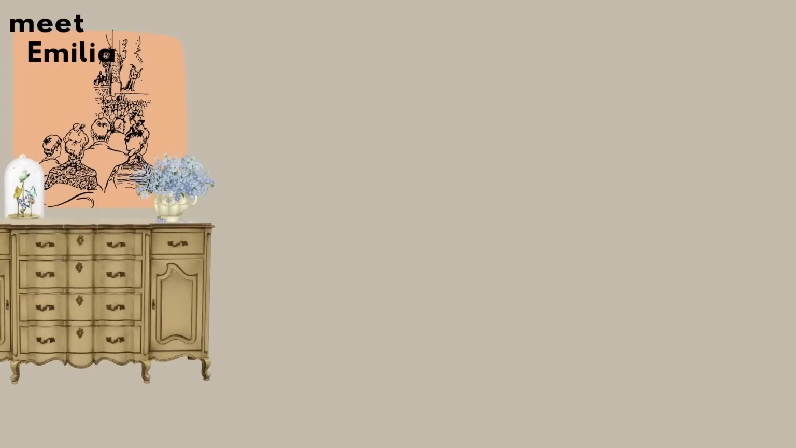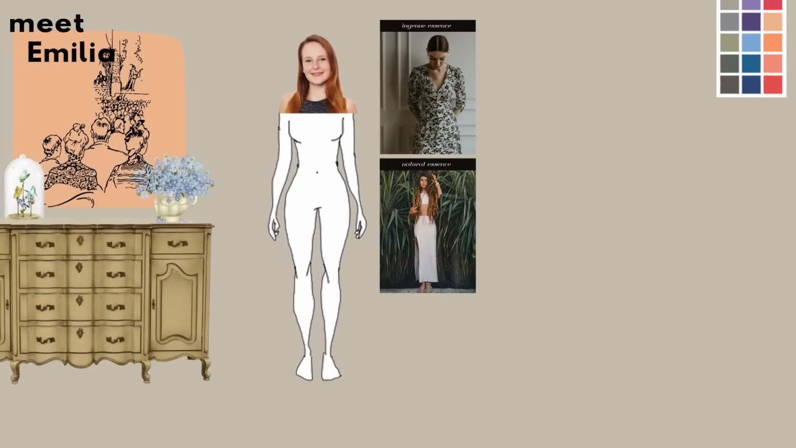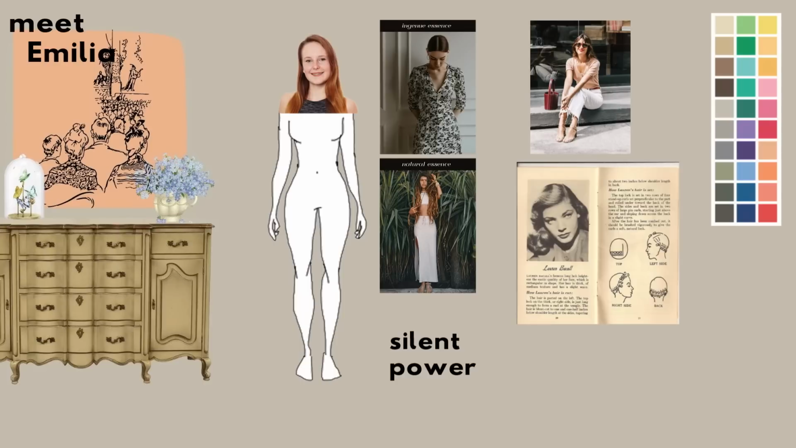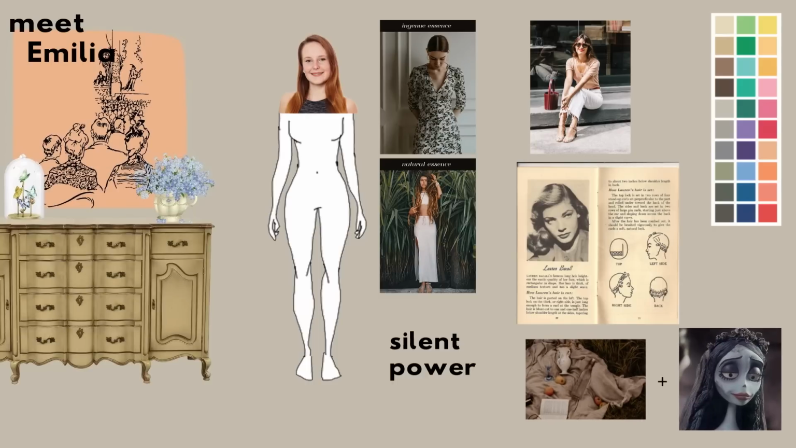Meet Emilia. She's a Kibbe soft classic with ingenue and natural essences, and a light spring color palette. She's a student majoring in the performing arts, so she has to be comfortable and have clothes that allow for movement and getting sweaty. She wants to look effortless, put together, magical, but also a bit edgy or mysterious. She wants to exude silent power. Some personal style map imagery includes Parisian timeless, old Hollywood pin curl styles, and cottagecore meets Tim Burton. Colorful but dark. Let's build her an outfit she can wear to school.